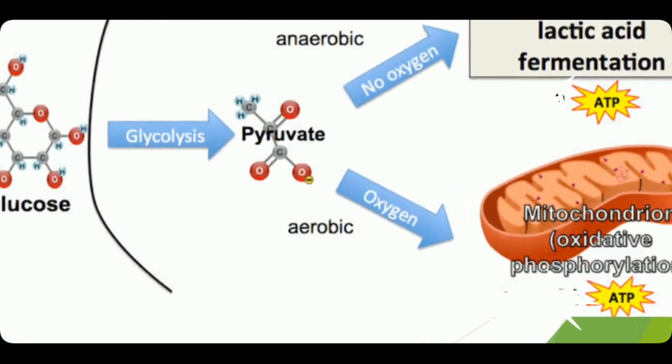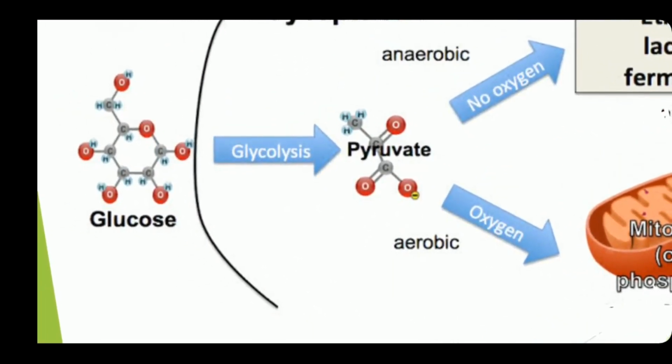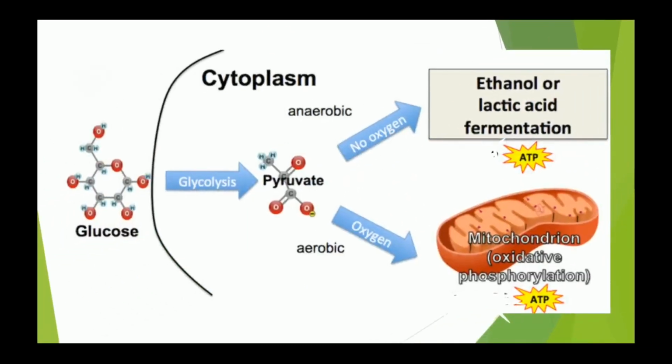This is a summary of what we have learned in this video. This is the cytoplasm. So glucose, in the cytoplasm, is broken down into pyruvate. Here glycolysis takes place, and in glycolysis it forms pyruvate, or pyruvic acid. How many molecules of pyruvic acid are formed? Two. Then no oxygen means anaerobic respiration. If it is anaerobic respiration, then ethanol or lactic acid formation takes place.